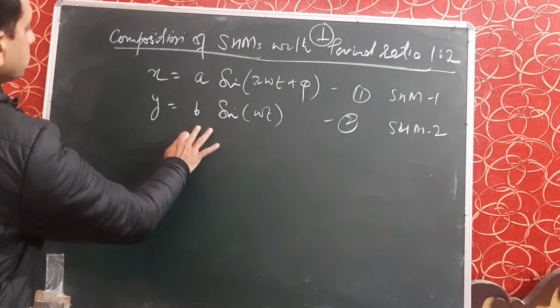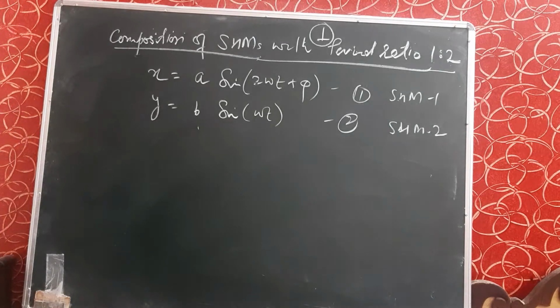Now again we will follow the same steps, that is, we will merge these two equations of x and y by using the second equation in the first or the first equation in the second. So we will simplify and combine these equations.